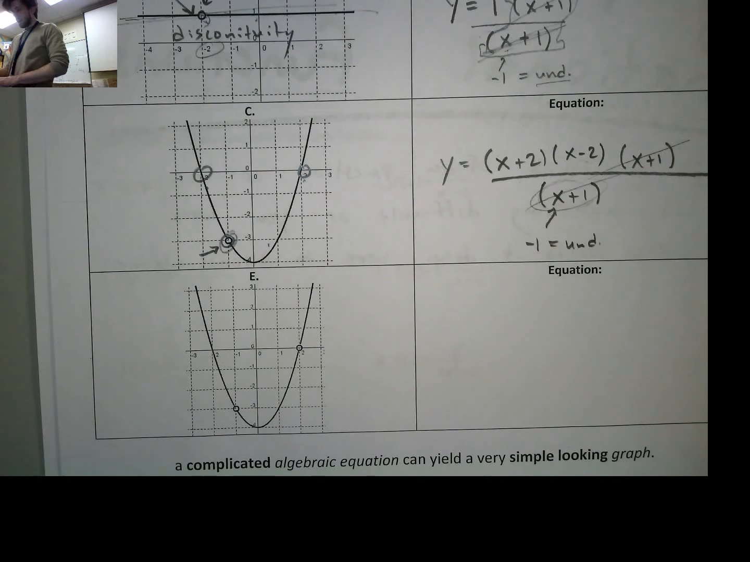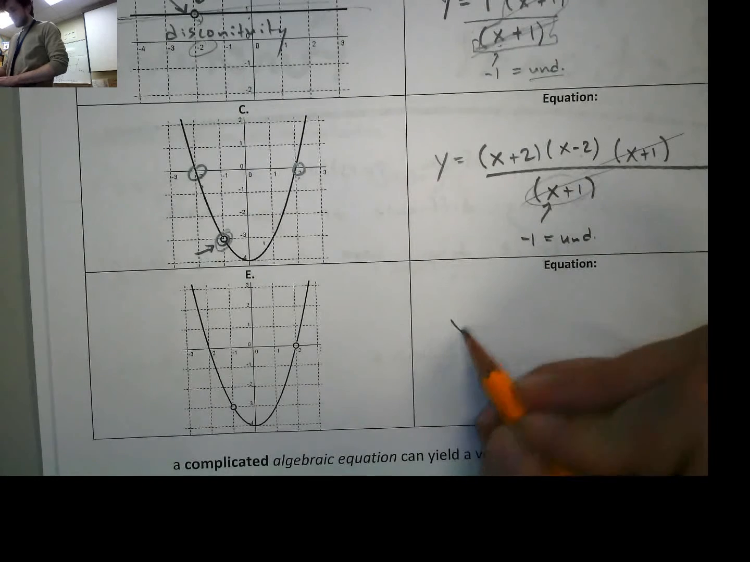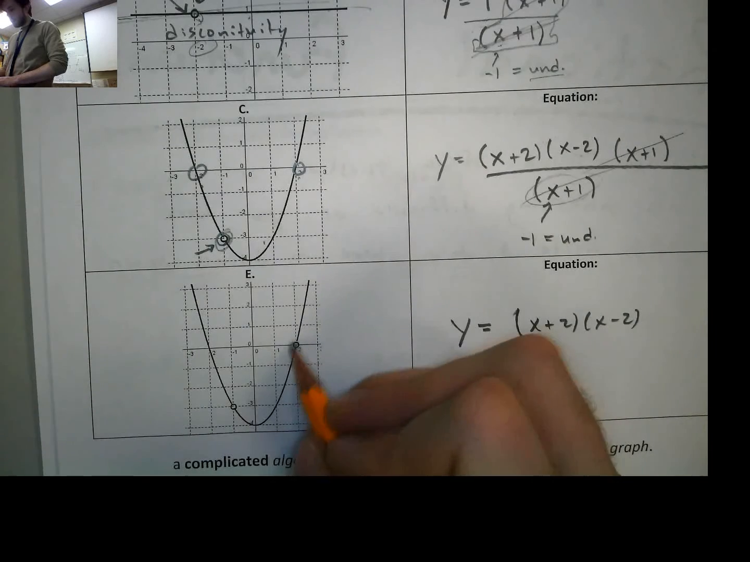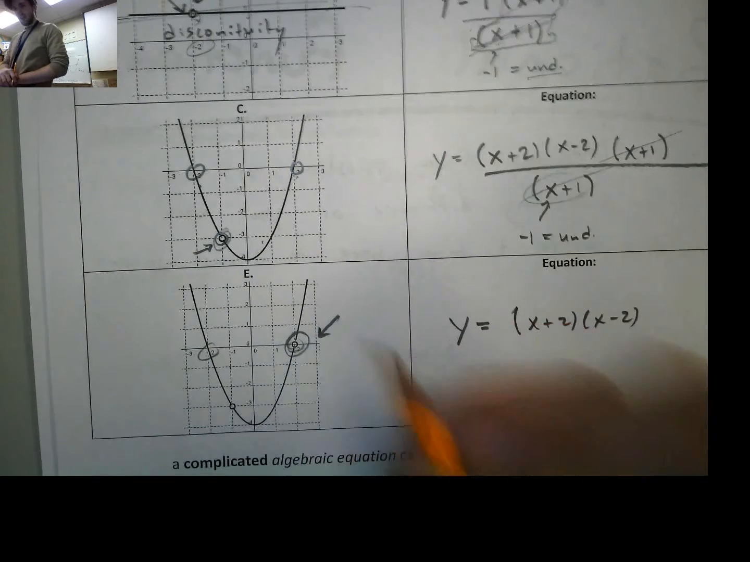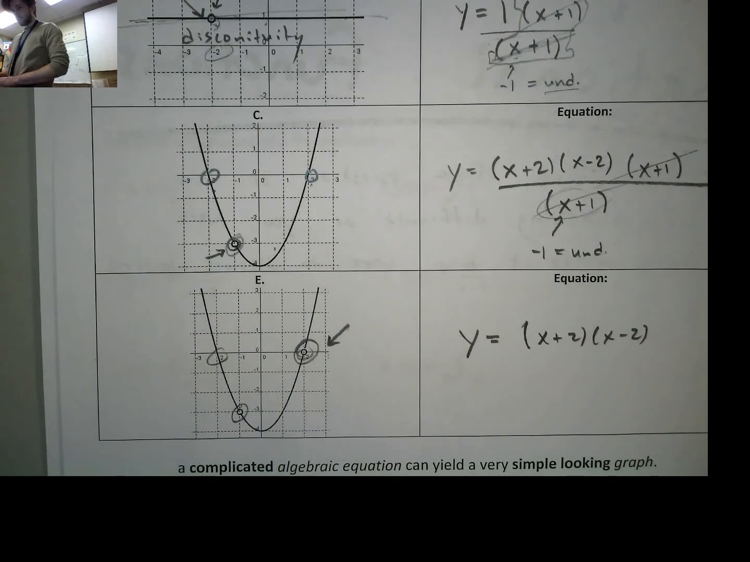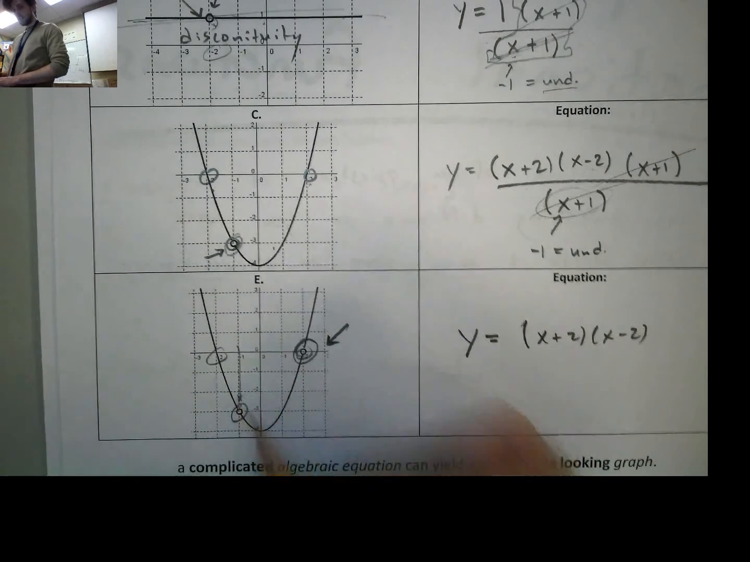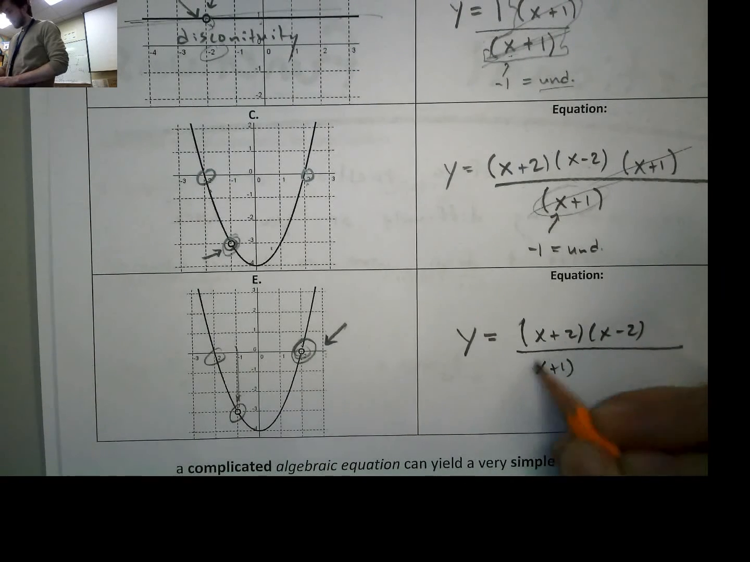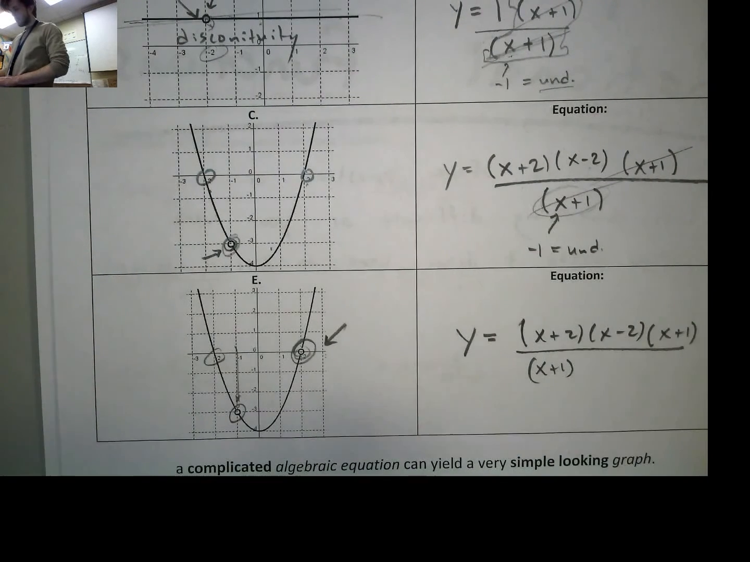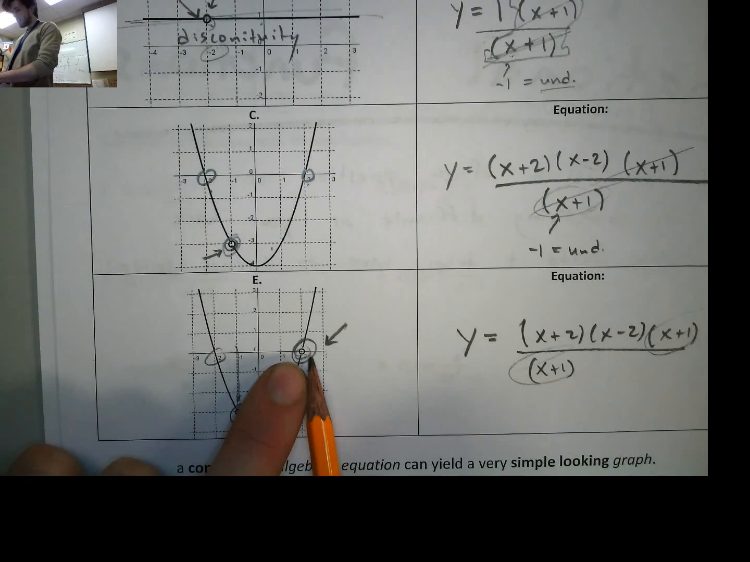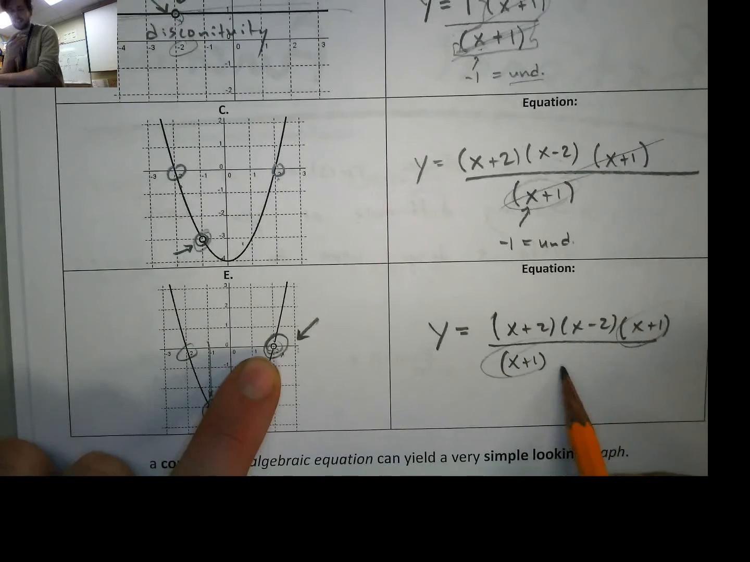Let's try one more. E. Looks like the same shape, doesn't it? X plus 2, x minus 2. It has the same roots, except, uh-oh, there's a discontinuity right there at 2. And there's that one down at -1 also. It lines up with -1 on the x-axis. So, like before, we'd have to have an x plus 1, just like before, to create this hole right here, this discontinuity right here. But there's also one here at +2.